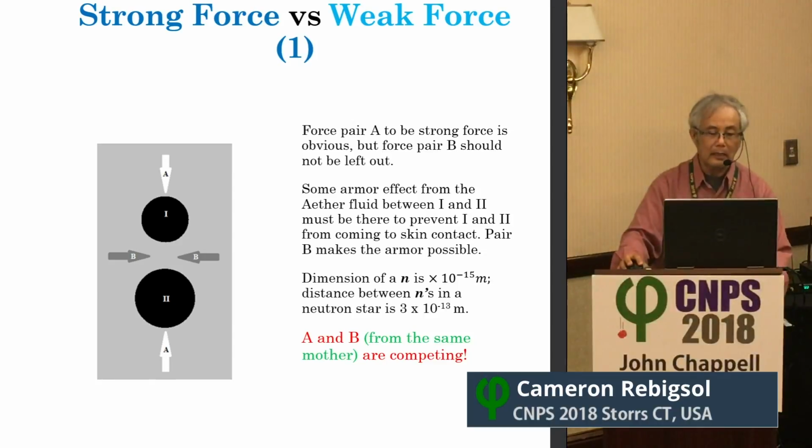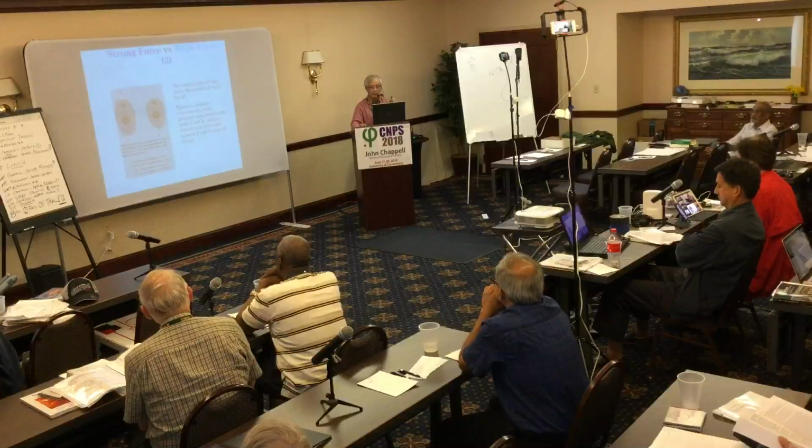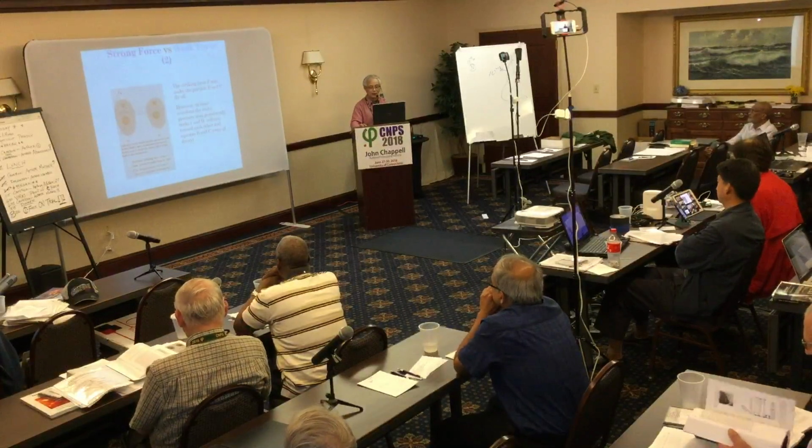However, in some situations, force pair A may win. And for some reason, the structure between 1 and 2 collapses. And then the armor effect will push the smaller particles B and C away. Nuclear radiation happens because the strong force and the weak force fight, and the weak force loses.